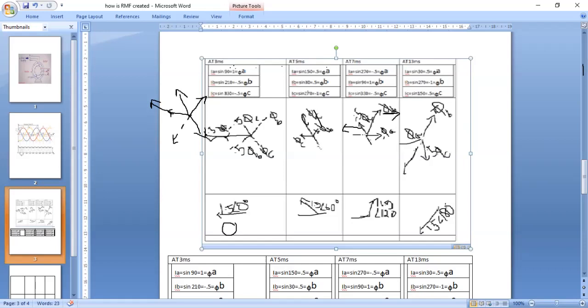The combined effect of the three-phase windings fed from a three-phase source is a resultant rotating magnetic field. This rotating magnetic field is responsible for the EMF induced in the rotor conductors or rotor bars, and that is responsible for the movement of the induction motor. Hope this is clear. Thank you.